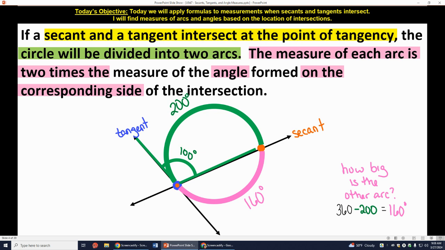Then I can work backwards. I know the measure of the arc is 2 times the measure of the angle formed. So to find this pink angle, if I undo the 2 times, that would be dividing by 2, and I can get that this angle that I'm marking here is 80 degrees, half of the 160. Note that the 100 degree angle and the 80 degree angle are a linear pair, and therefore will always be supplementary.